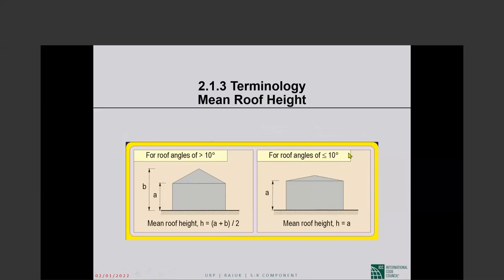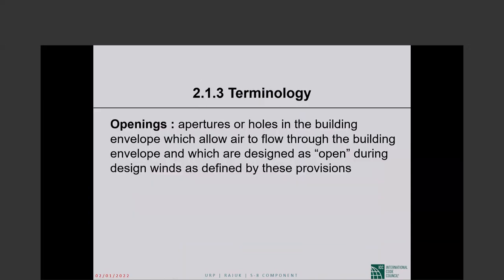If the roof angle is less than or equal to 10 degrees, which is quite often the case, we take the eave height as the mean roof height. Okay, so that is something you have to catch on to in AC7 design. For flattish roofs, theta less than or equal to 10 degrees, the eave height is taken as the mean roof height.